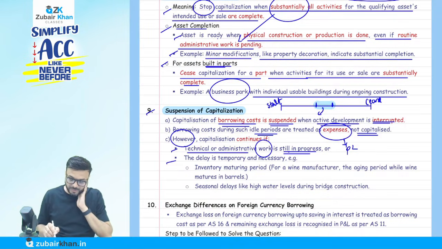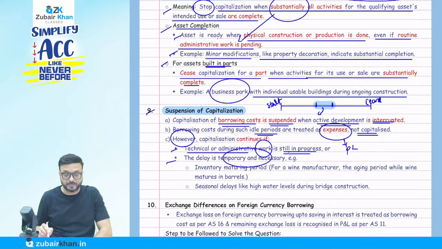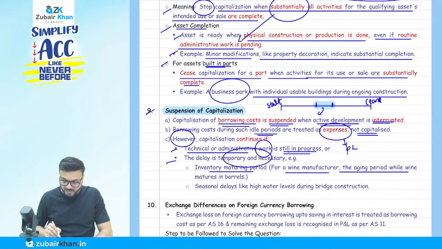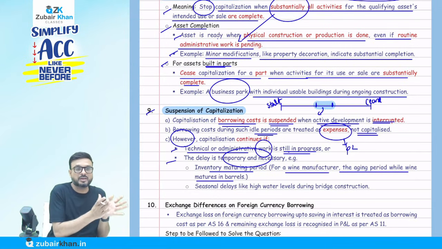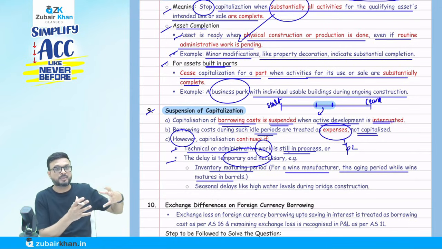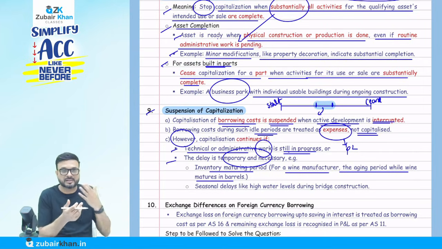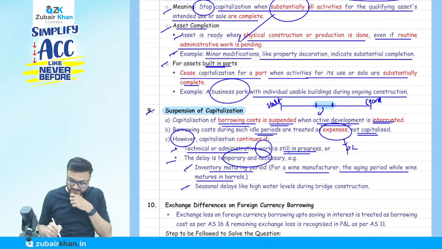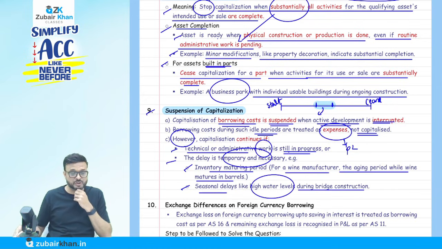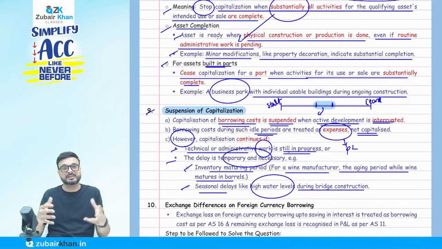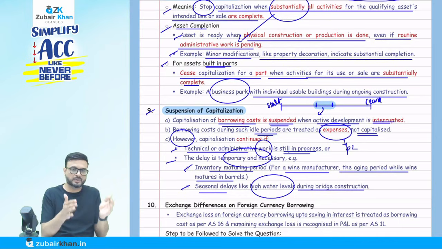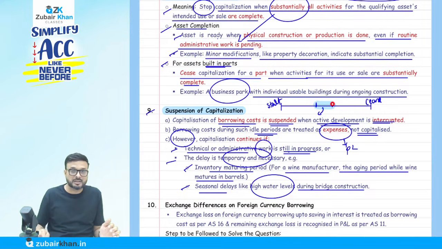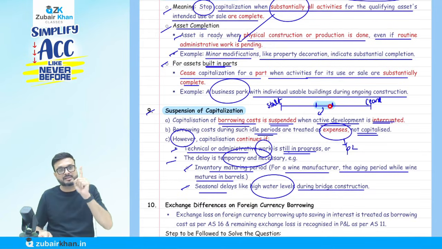Then if the delay is temporary and a necessary part of the process, for example, inventory maturing period. For example, wine manufacturing, the aging period while the wine is kept in barrels. That year we are doing the manufacturing, but we are not doing any work because it is part of the process that the wine should be kept in the barrel. So we can capitalize that year. Or seasonal delays like high water level during bridge construction. We know it in advance that this is going to happen and it is part of the process only. So in that case, even though the work has not been done, the interest that you have paid to the bank can still be capitalized.